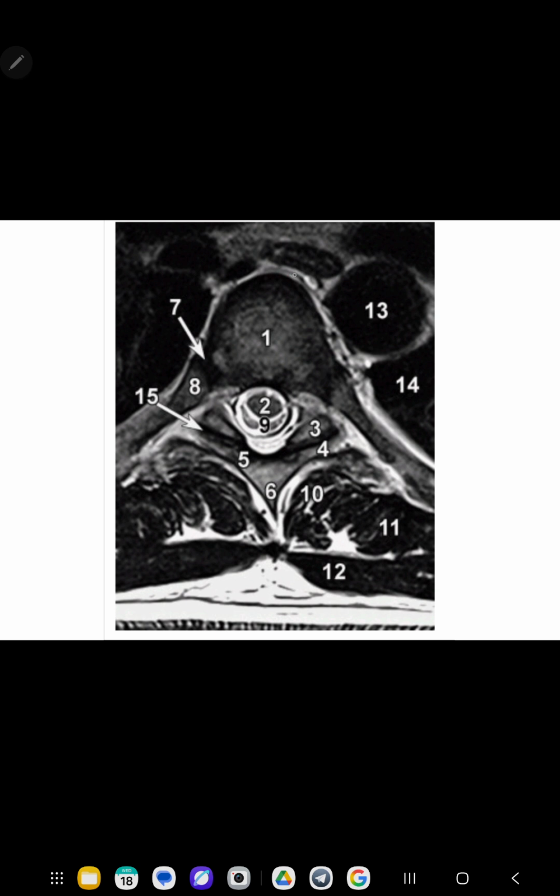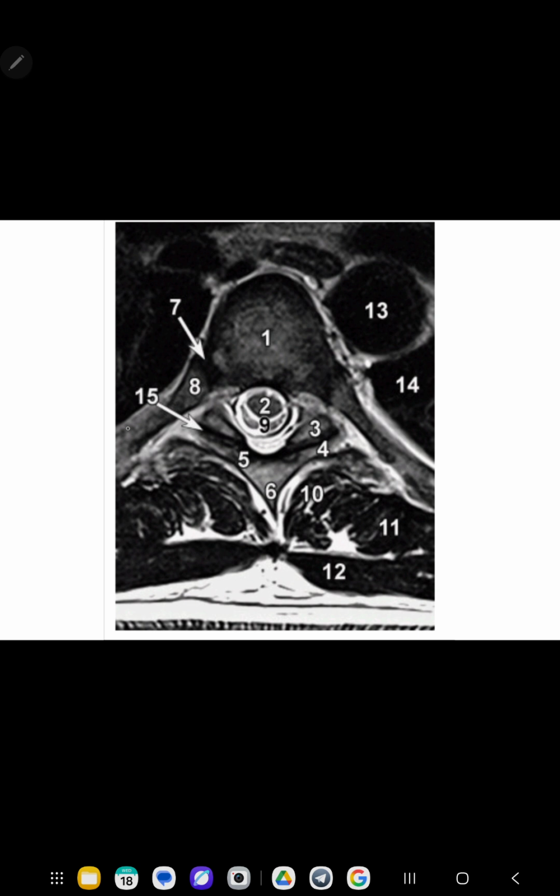So here will be the anterior longitudinal ligament and posterior longitudinal ligament. Here is the ligamentum flavum, and this is the spinal canal. The thecal sac has the spinal cord. These are the paraspinal muscles. In the cervical region it was mainly semispinalis, splenius capitis and all. Thoracic muscle names I don't know.